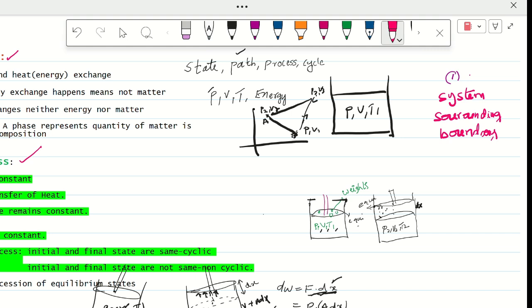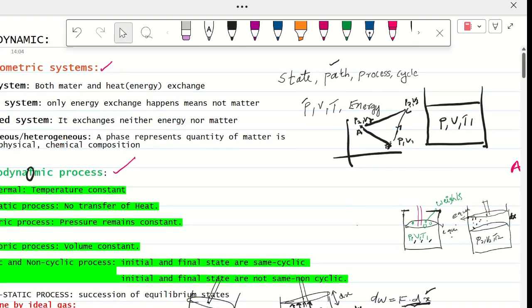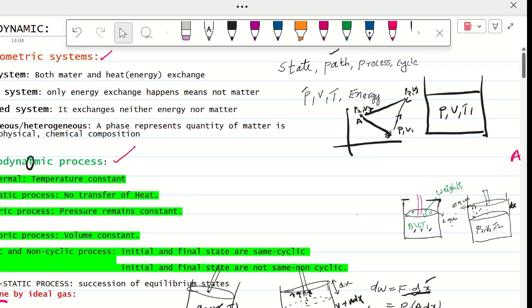So these boundary walls are mostly adiabatic or diathermal. You'll understand this in the coming topics. So in the system, we need to study some terms, that is state, path, process, and cycle.